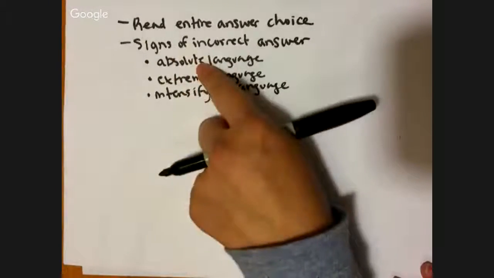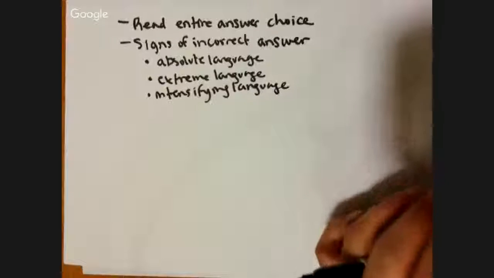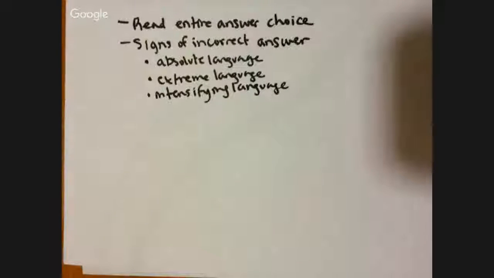If you see anything that is absolute language, such as saying all, never, none, only, must, things like that, it's probably not the correct answer. Also, things like extreme language, derision, defile, euphoric, global, veneration, disparage, it's probably not going to be that extreme. It's probably not the correct answer. Intensifying language, too, more, extremely, seldom, most, things like that.